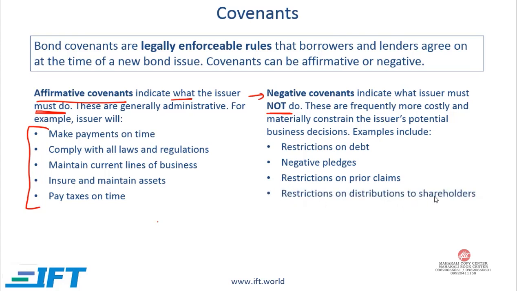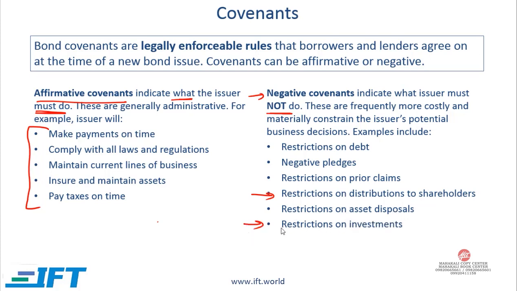Restrictions on distributions to shareholders. This is fairly self-evident. If the company pays out too much money to the shareholders, then there might not be enough money to pay the bondholders. Restrictions on asset disposals. If a company easily disposes of all its assets, then in the long run, there might not be enough money to pay the bondholders.